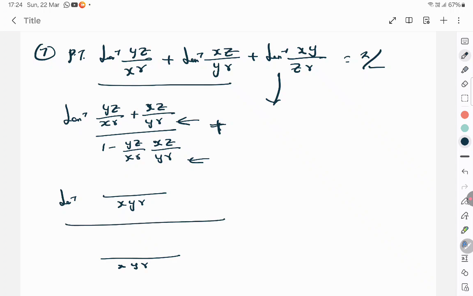There's a by here. So the numerator here will be, what is missing? An x and an r are there, y square z. A y and r are there, and so it will be x square z.